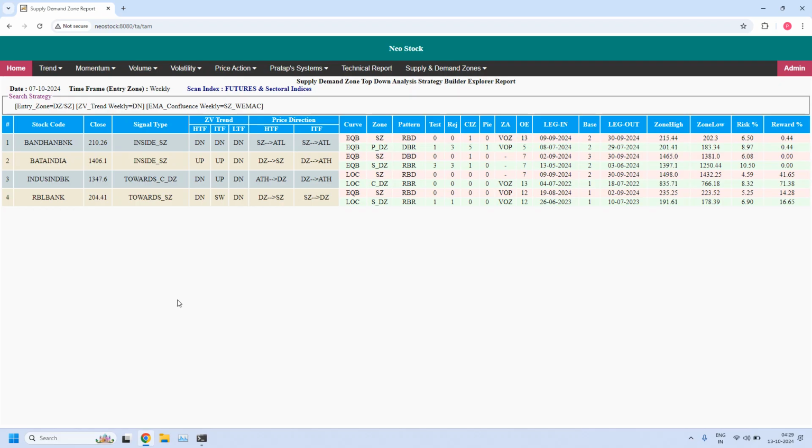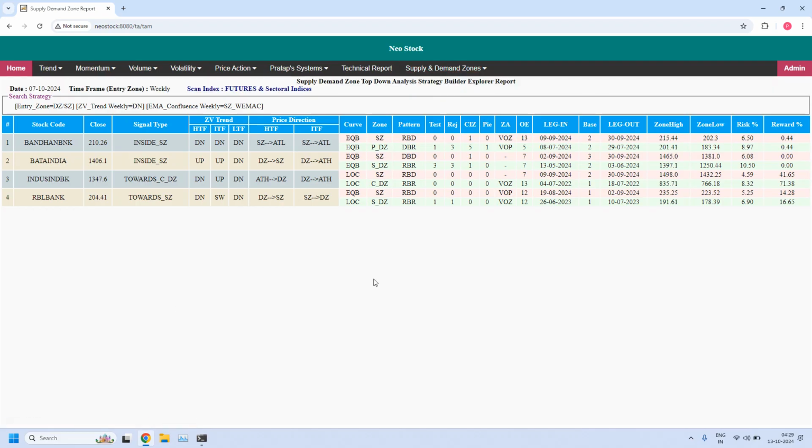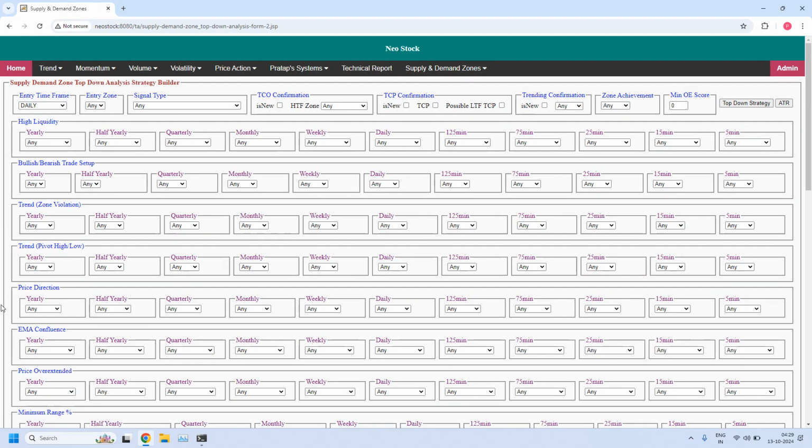Next, we will look for the next combination based on LTF, ITF, HTF confluence. All three. Weekly zones are part of the monthly zone. Weekly and monthly together again part of the quarterly zone. Such kind of stocks. LTF, ITF, HTF. So entry time frame I am selecting weekly.